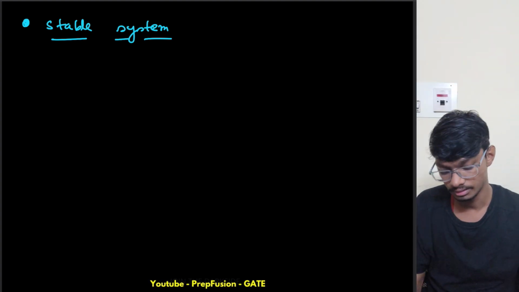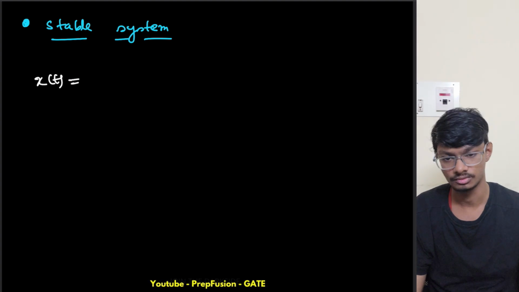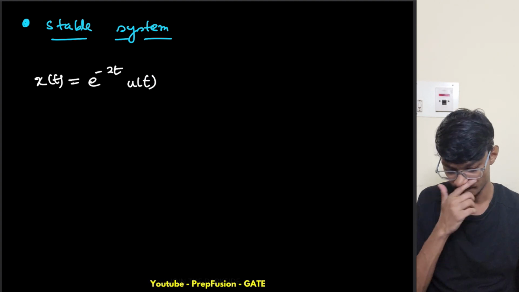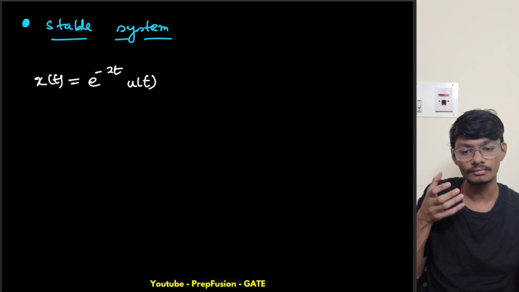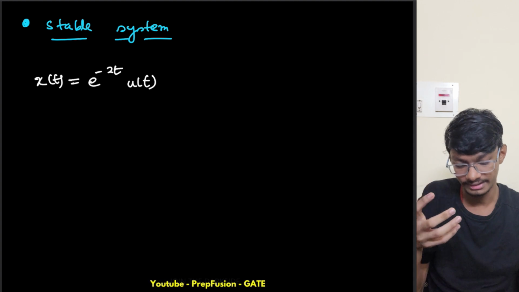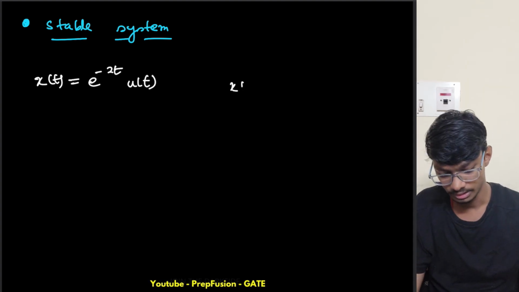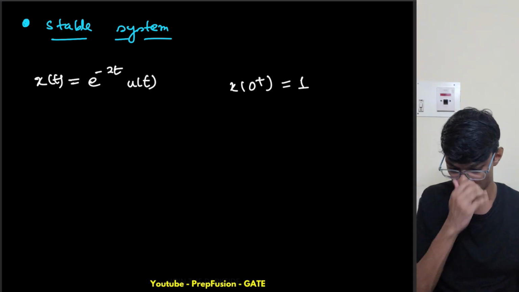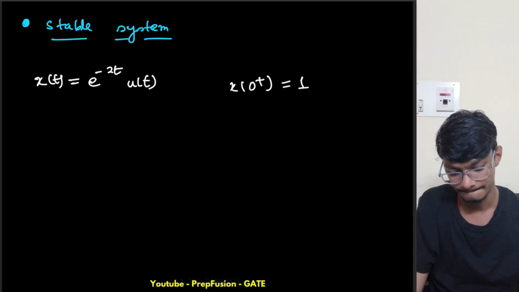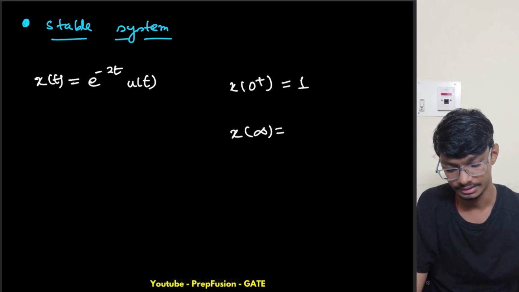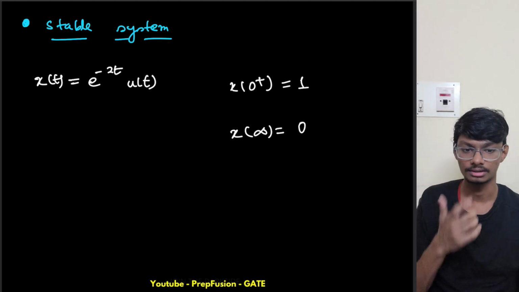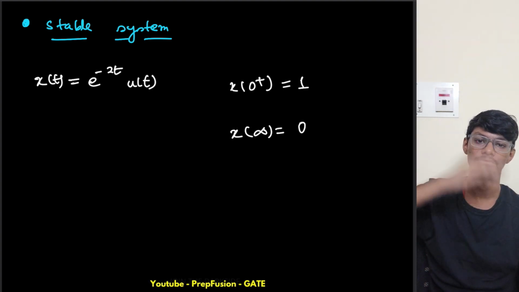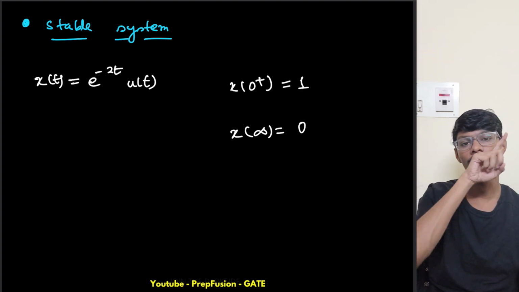Let me take an example. x of t equals e to the power minus 2t u of t. In this case, what is the value of x at t equals 0 plus? At t equals 0 plus, the value of x is 1. And what is the value of x at t equals infinity? At t equals infinity, it is 0. So the system is stable. Why? Because it is settling to some value. It is not changing or oscillatory, or getting unbounded to infinity.